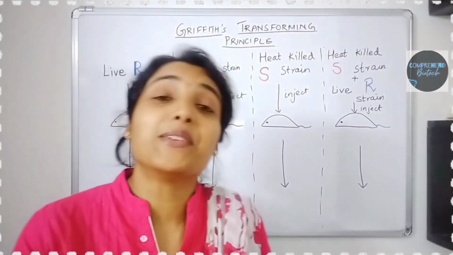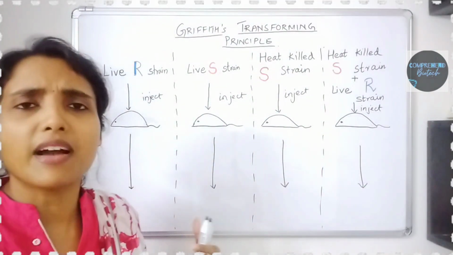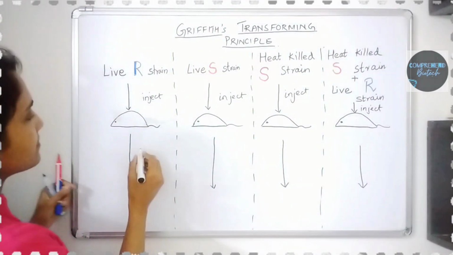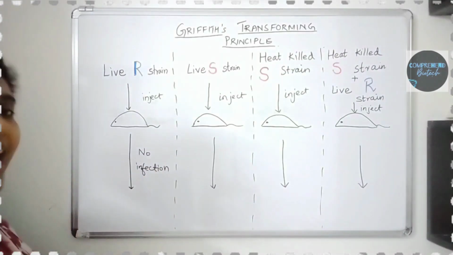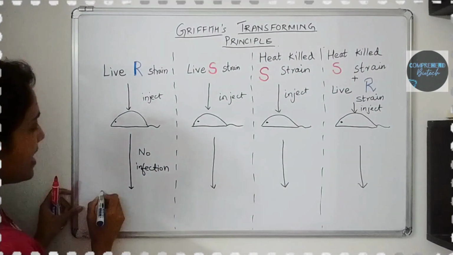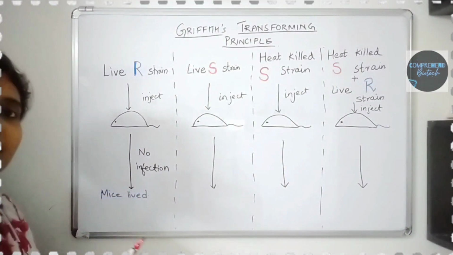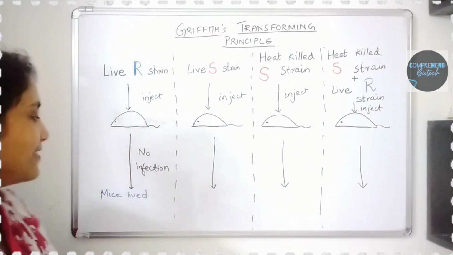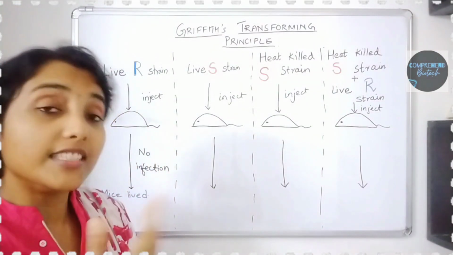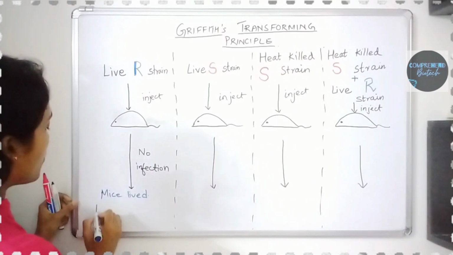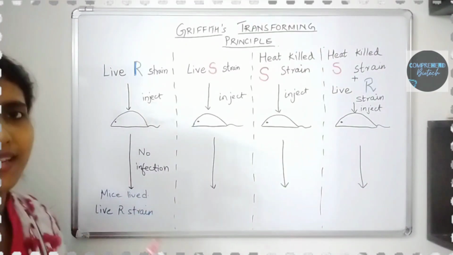What happens? Now Griffith was an intelligent man. Of course he knew that since it is live R strain that he injected into the mice, there would be no pneumonia or infection. And since there was no infection, the mice lived. A very straightforward experiment, right? The mice lived. Also, when he checked the heart of this mice and conducted further analysis, he found that there was live R strain present in this particular mice. Now, this was expected, right?